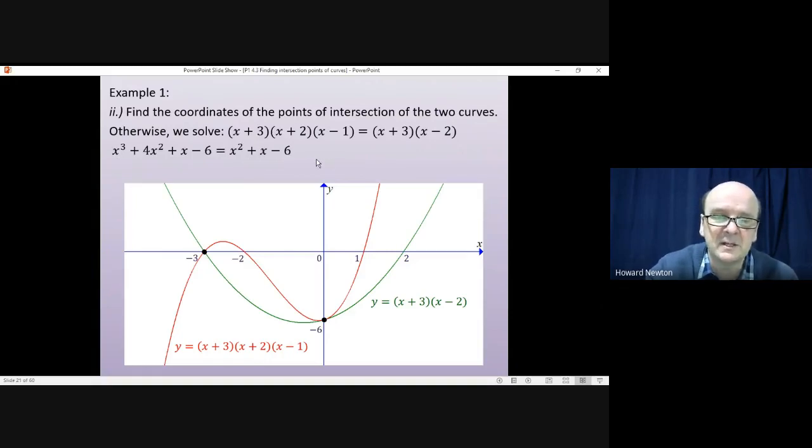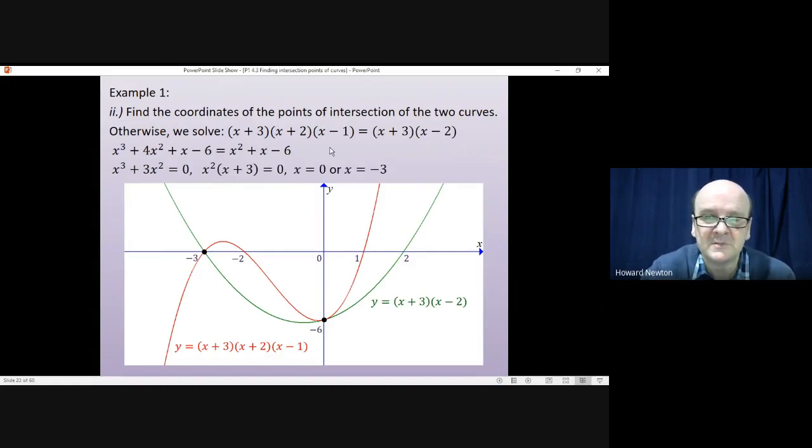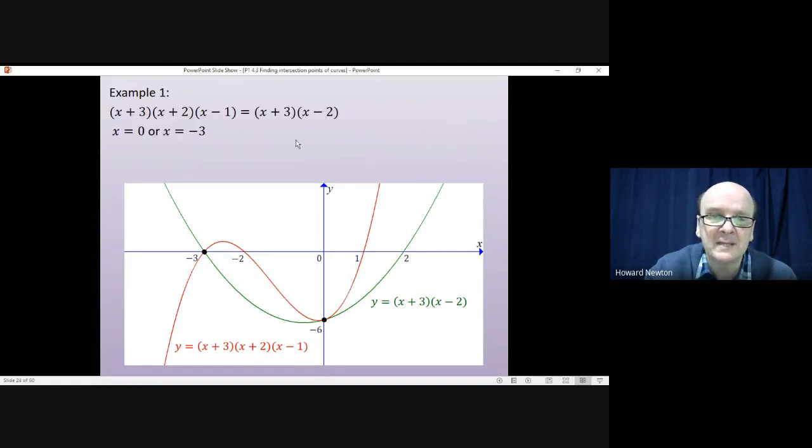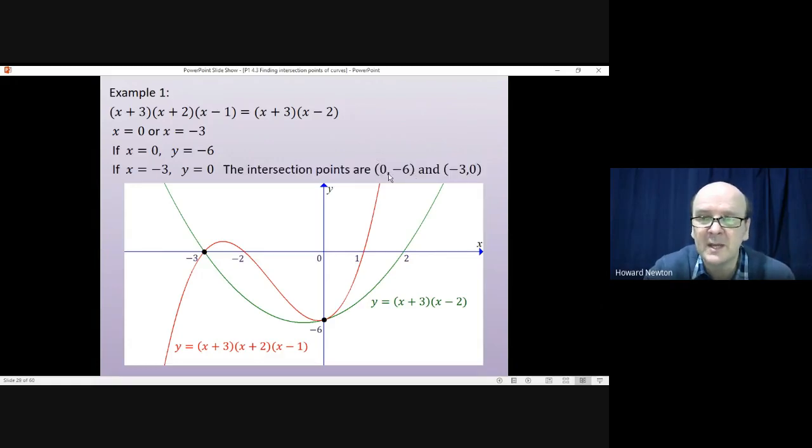Tidying the terms together and collecting them, that simplifies to x cubed plus 3x squared equals 0. Factorizing that gives us x squared times (x plus 3) equals 0. So either x equals 0 or x plus 3 equals 0, which gives us two possible solutions for x, either 0 or minus 3. And then what we'd normally have to do is go back to the equation for y to work out what y is. If x is 0, then y is minus 6. And if x is minus 3, then y is equal to 0, which gives us the two crossing points that we had before, 0, minus 6, and minus 3, 0.